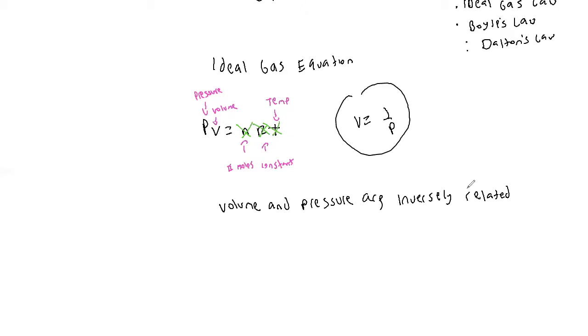Now we know that pressure equals forces against the walls of the container. Volume is the space inside a container. Therefore, the smaller the container, the higher the pressure. The larger the container, the smaller the pressure. And we'll talk about that more in our next one called Boyle's law. Boyle's law kind of builds on this a bit.